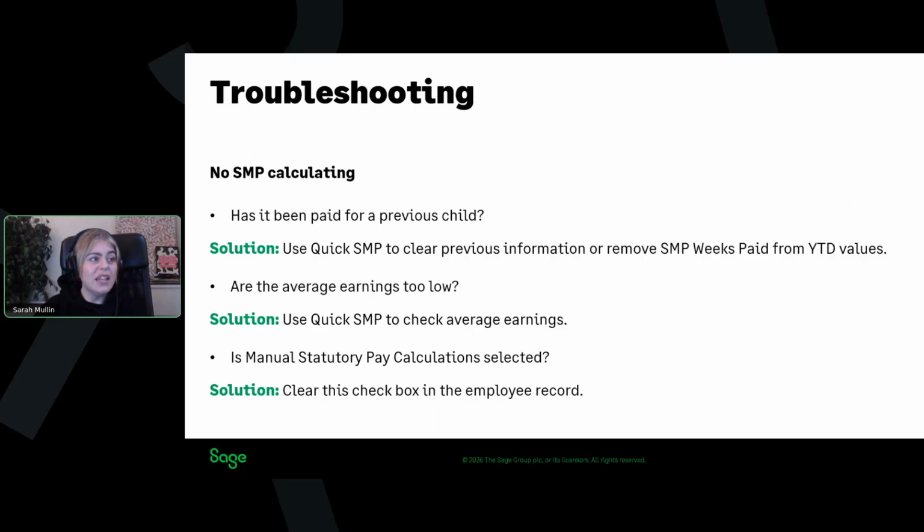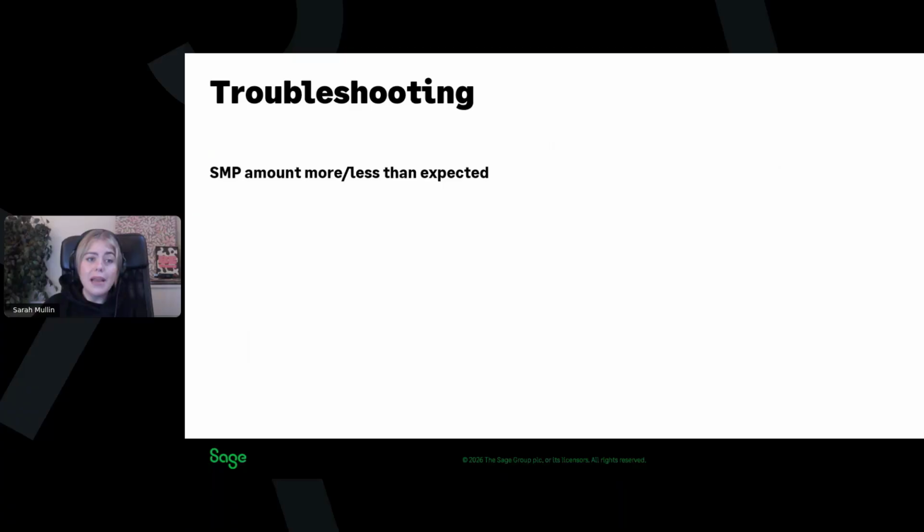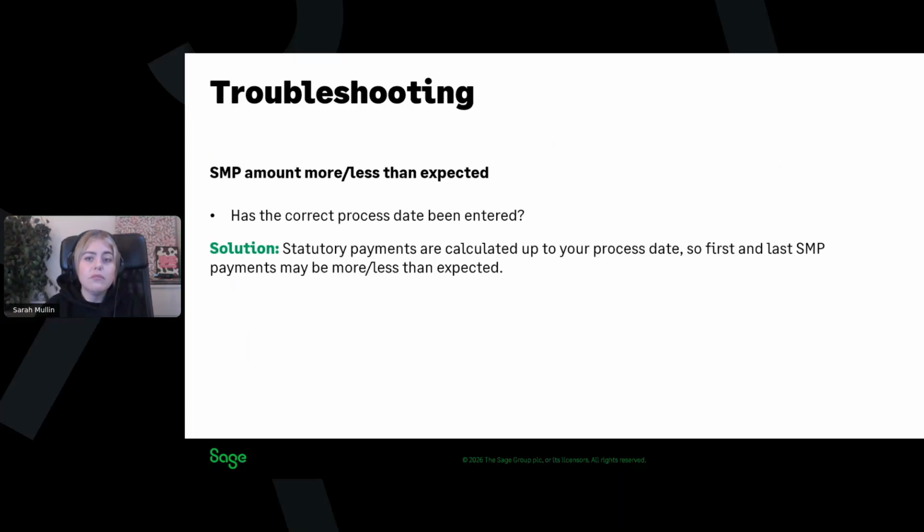Now, that's a few examples if there's no SMP calculating at all, but it might be that there is some SMP, but the amount is more or less than you expected. So I did touch on this earlier, but has the correct processing date been entered? Remember, statutory payments are calculated up to your processing date. So if it's a little bit less or a little bit more than you expect, then that is something to watch out for. Definitely something to review, or even if you went out of payroll and logged back in, it might be that the date has reverted back to today's date and you just need to change it back.